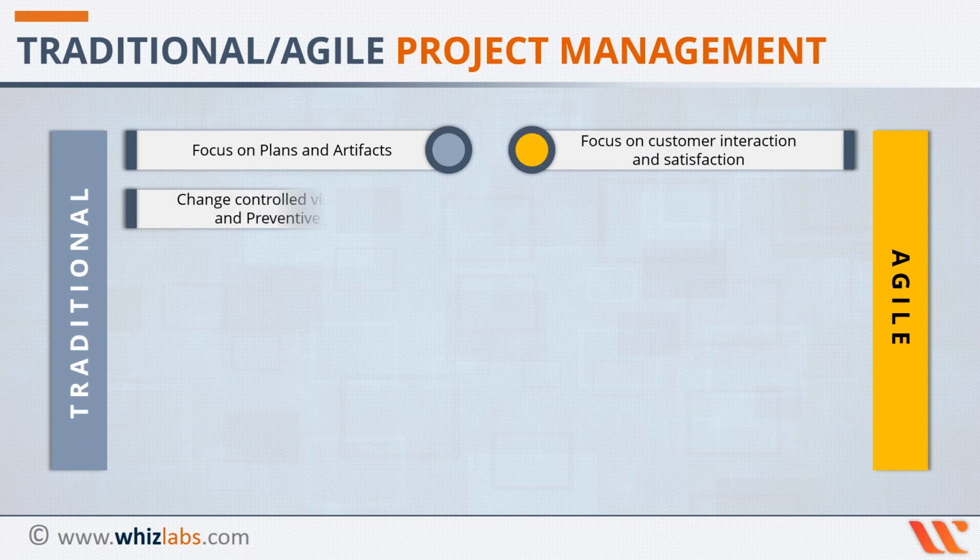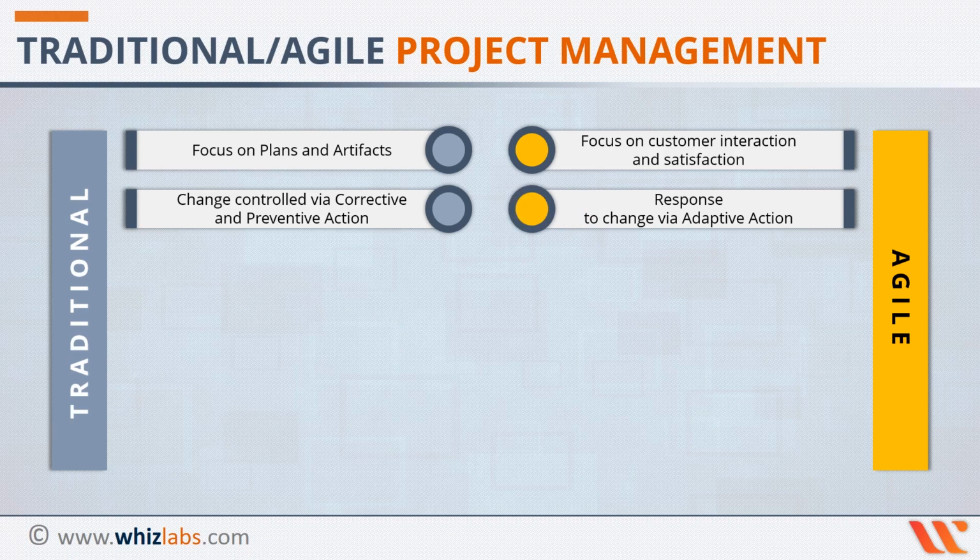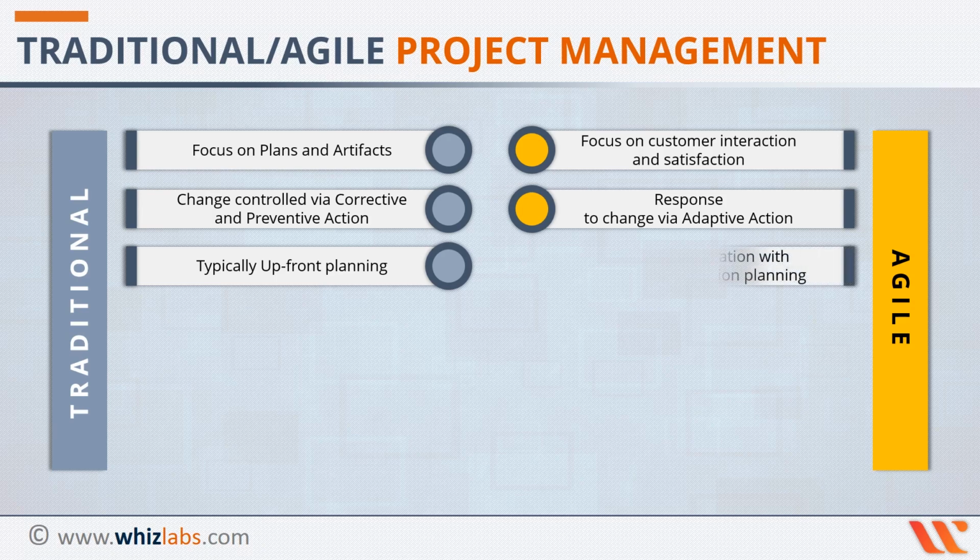Traditional project management responds to change through a change control process. Agile, on the other hand, manages changes through adaptive actions. While the traditional method relies on upfront planning, Agile methodology follows progressive elaboration through release, wave and iteration planning.